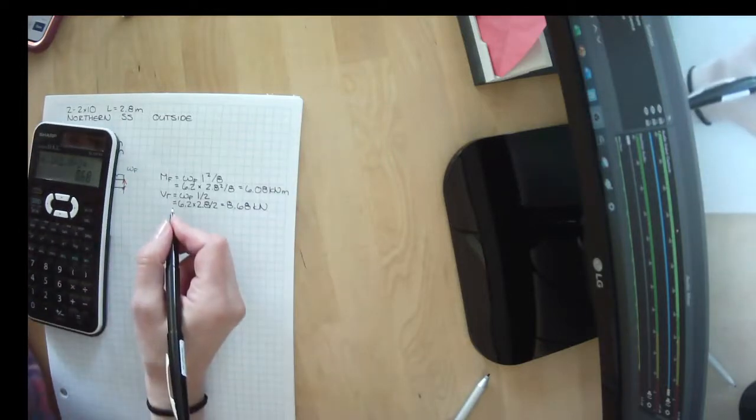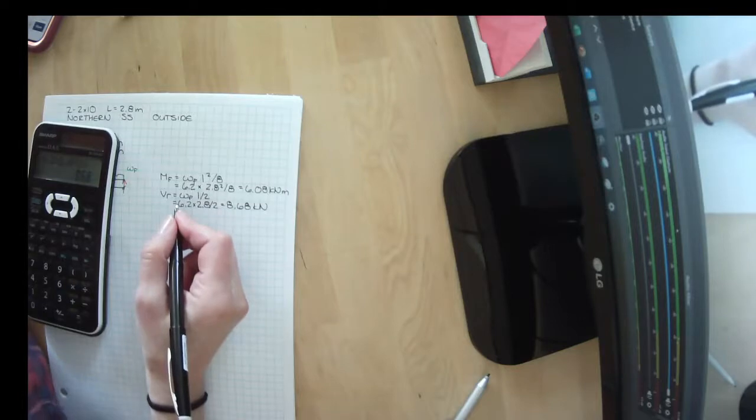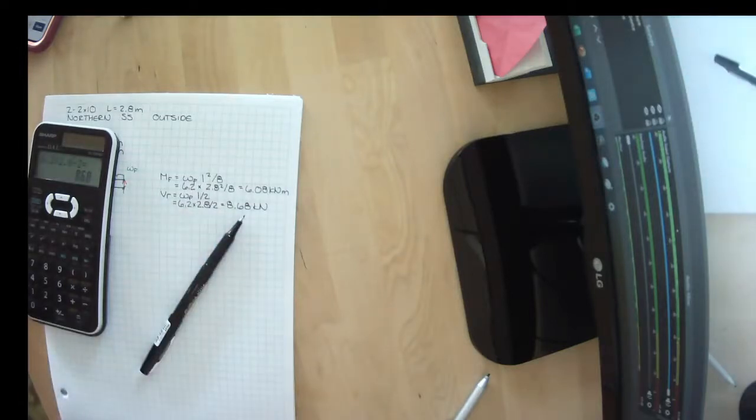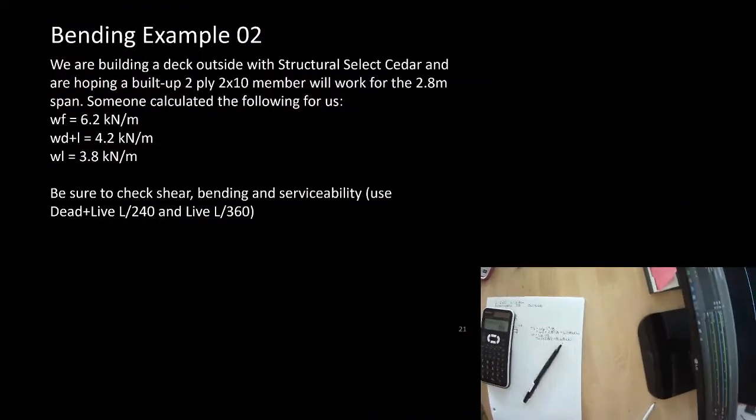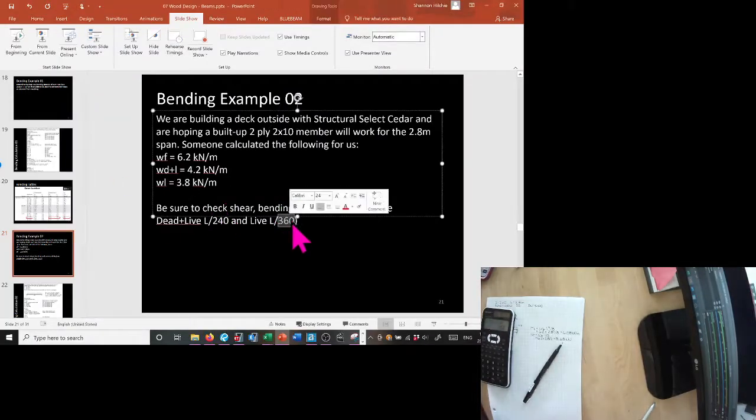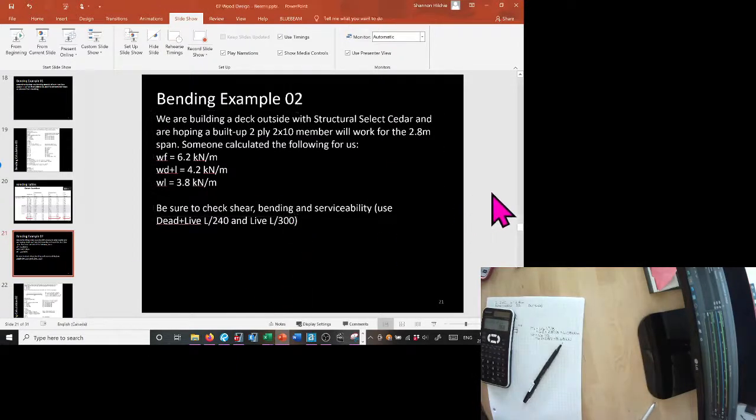We also know that we can calculate our, oh my goodness, I've done all kinds of things here. Small change that I'm going to make again in this. Guys, sorry. Remember, there's different deflection criteria depending on what criteria are being used. But they've told us explicitly to use, for live load alone, L divided by 300.